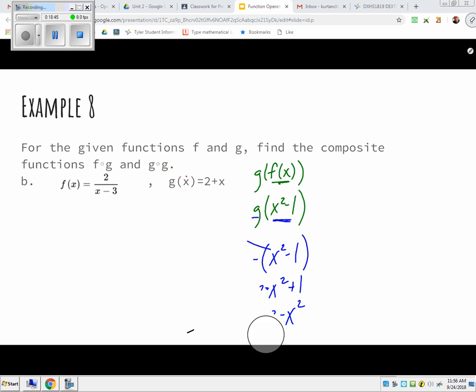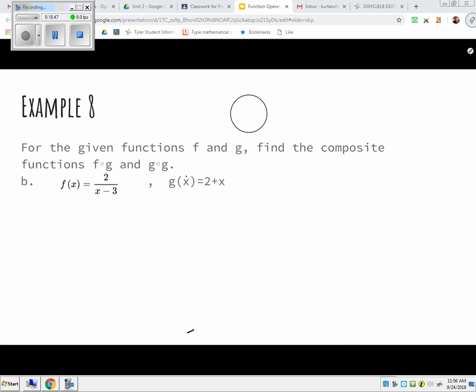All right, these get a little bit harder. I'm going to change up the function just a little bit. I'm going to let you try both f of g and g of g, and then I'll put all my work up here instead of just the answer. So go ahead and pause the video, give this a go.